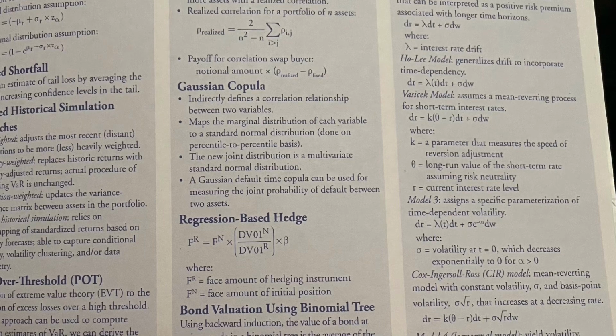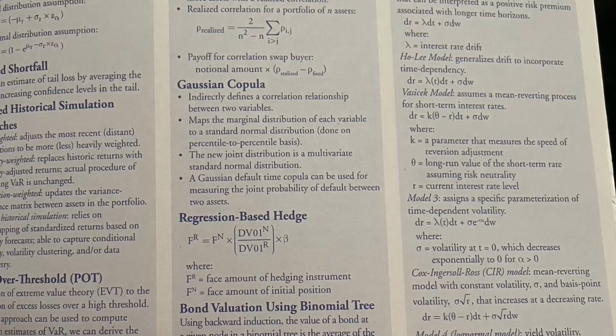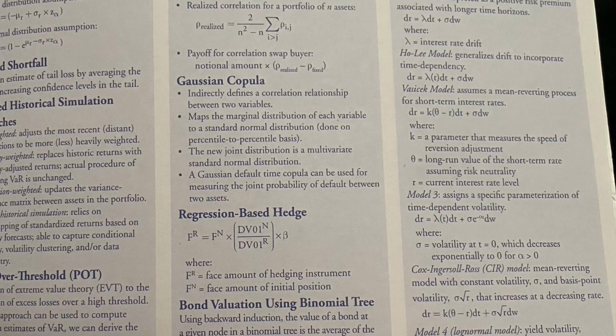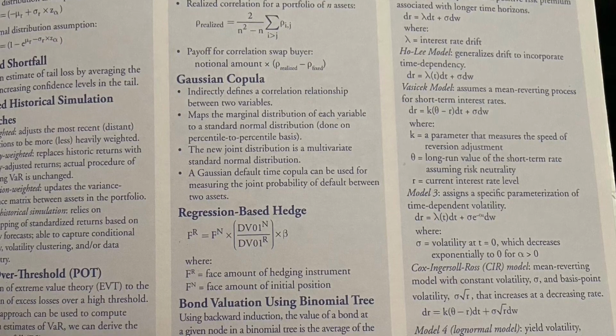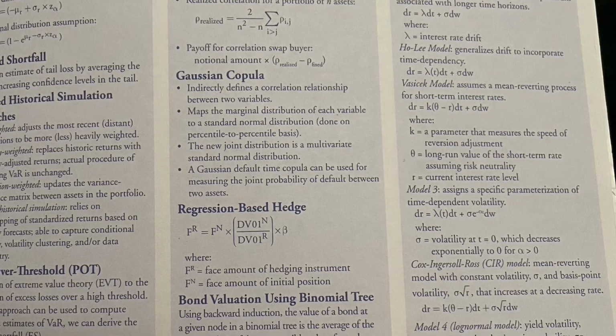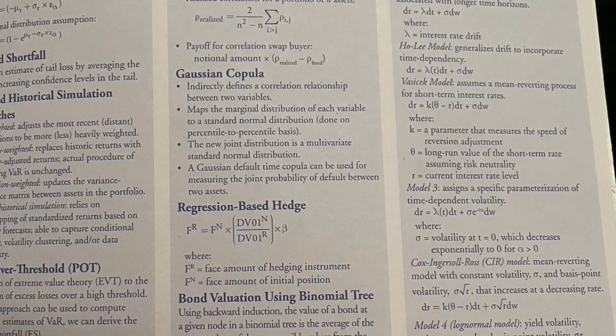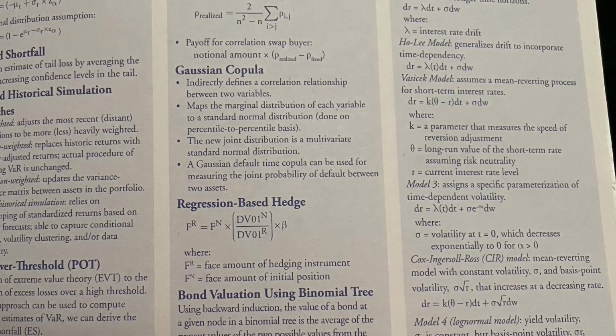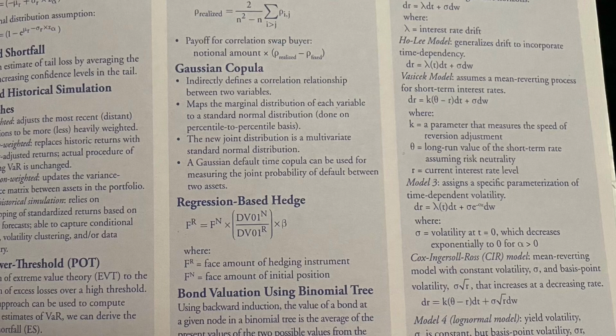Regression based hedge: FR equals Fn into DV01n upon DV01r into beta, where FR is the face amount of the hedging instrument and Fn is the face amount of the initial position. Bond valuation using binomial tree.